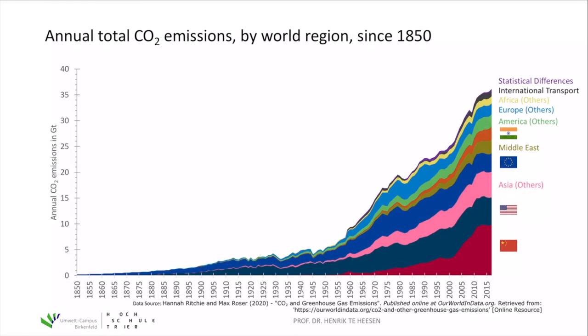Now we've understood how the greenhouse effect works and which components contribute to the greenhouse effect, which is important. And next we want to have a look at who is responsible for the greenhouse gas emissions, the CO2 emissions. This diagram with data from the website Our World in Data provides information about the annual global CO2 emissions by world region since 1850, so the middle of the 19th century. On the x-axis you see the time, and the y-axis gives us the annual CO2 emissions in gigatons, so in billion tons.